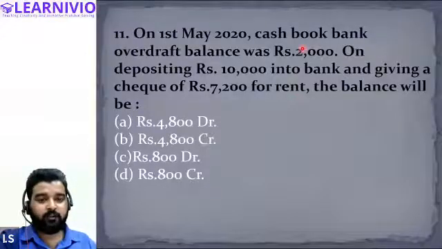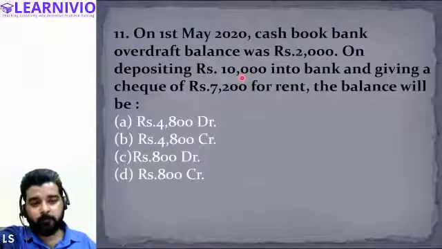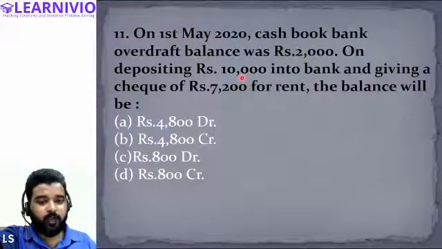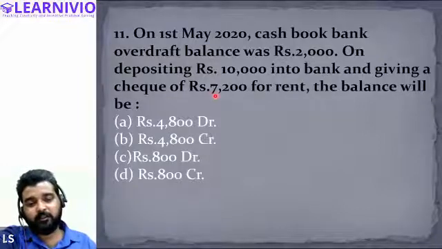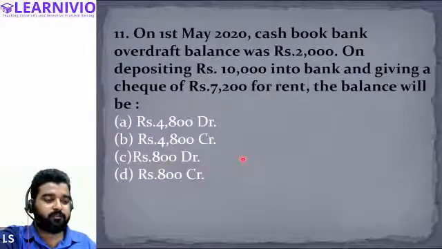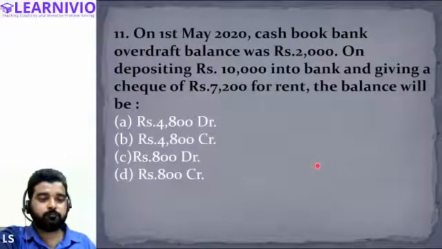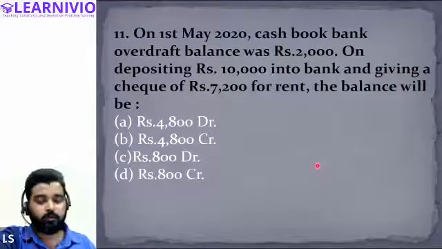So initially, we have 2000 negative in the bank. We have deposited how much? 10,000. So now the total amount comes to 8,000, right? And out of the 8,000, we have made the payment of 7,200. So we are left with 800 in the bank account, and that too in the positive. So we will say that we have the debit balance of 800. Samiksha and Steve, is it clear to both of you also? Yes, sir.